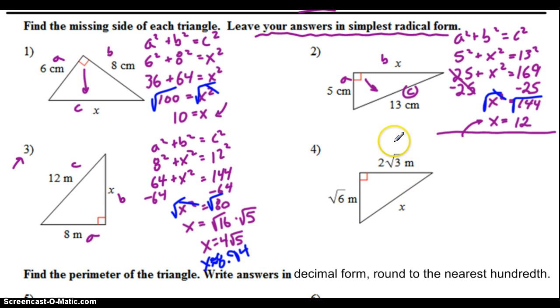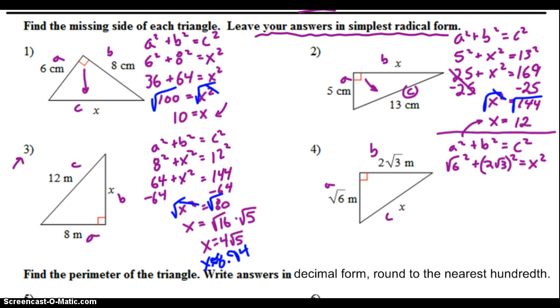Our fourth one here is even a little trickier, right? We've got the square root of 6, 2 square root of 3, and x. Well, we can still use the Pythagorean theorem, and we'll talk about what happens as we go. So again, a squared plus b squared equals c squared. A and b are those two. C is my x. So we're going to have the square root of 6 squared plus, and I'm going to use parentheses for this so I get the whole thing, 2 square root 3 squared equals x squared.